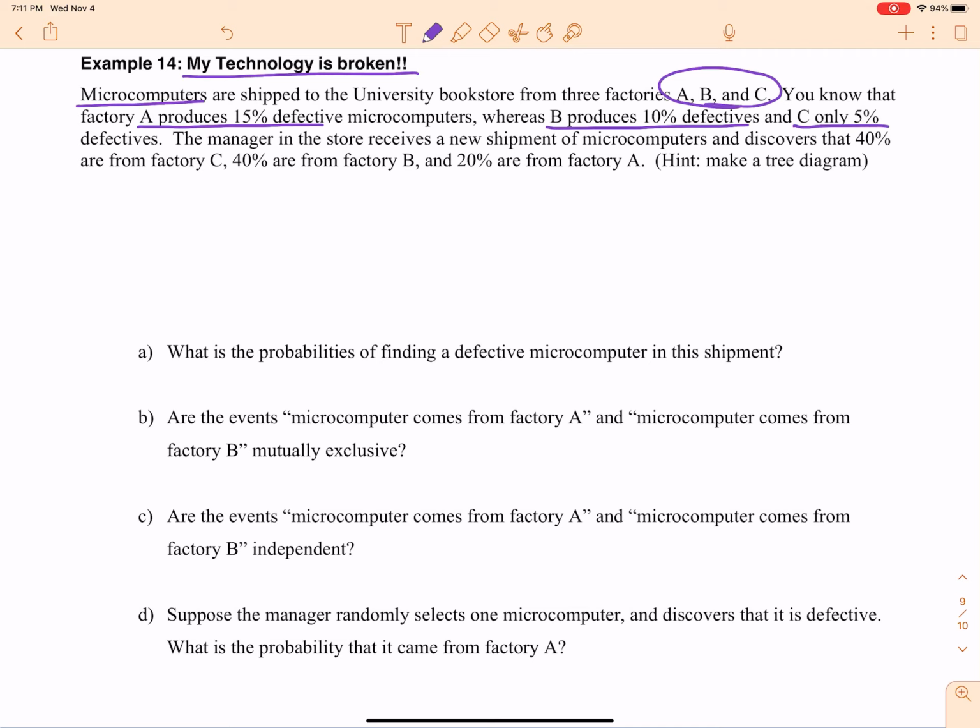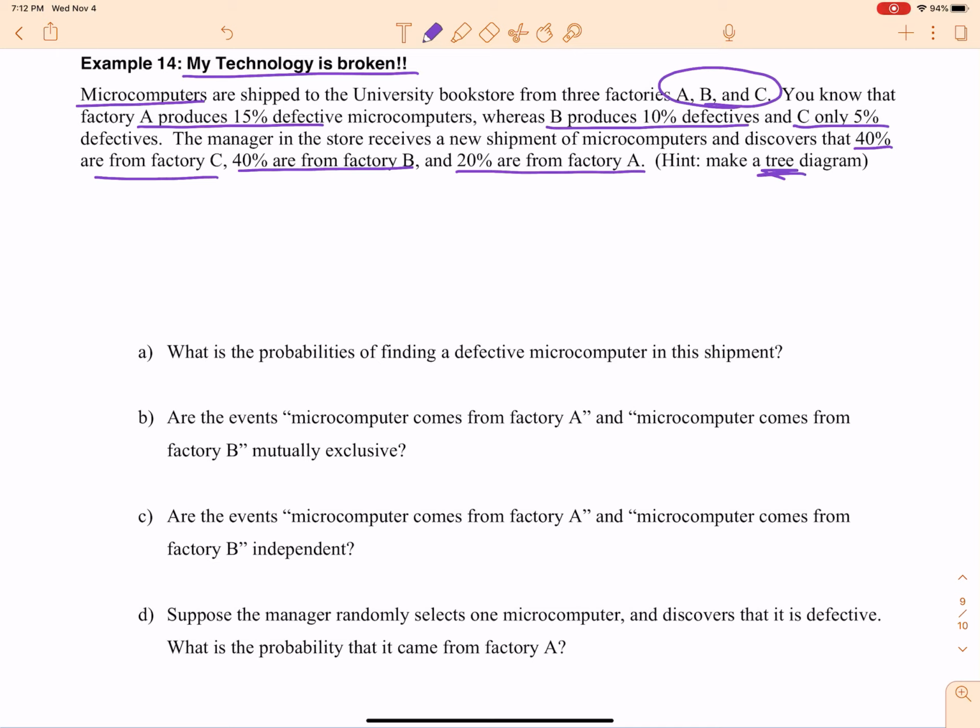I also know that how many they produce is also important here. So I know that 40% come from factory C, 40% are from factory B, 20% are from factory A. All right, so this is your first example that's going to involve using a tree. How can you tell you're using a tree?